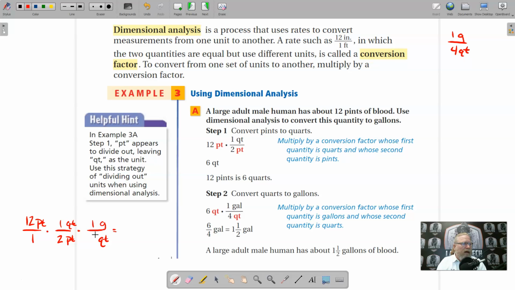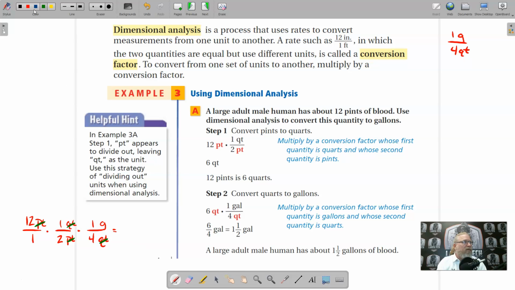And 1 gallon, there are 4 quarts. So as long as I keep situating my measurements to where I have one of them in the numerator and the other in the denominator, then they're going to cancel each other out. And here's what I mean by that. Notice that pints is in the numerator and pints is in the denominator, so I can cancel those two out. Quarts in the numerator, quarts in the denominator, so I can cancel those two out.